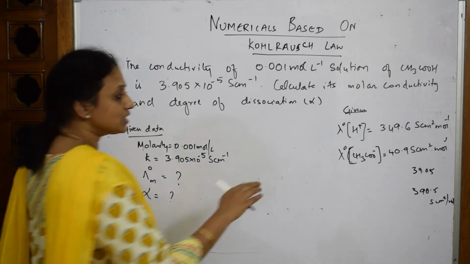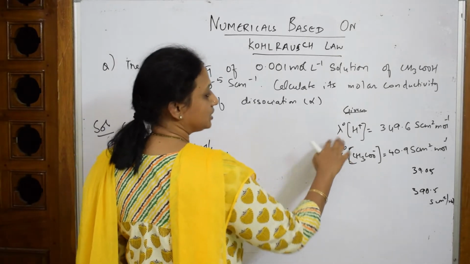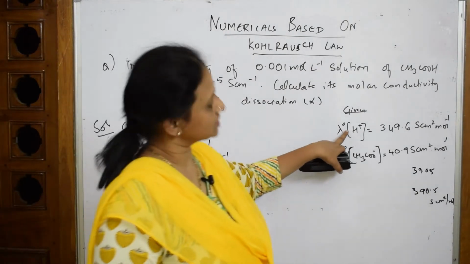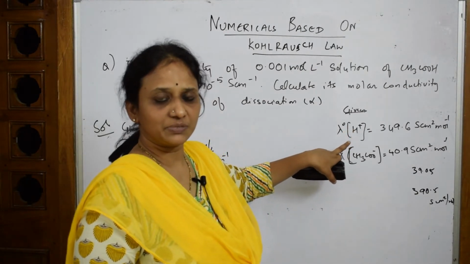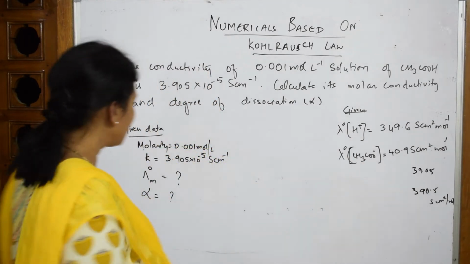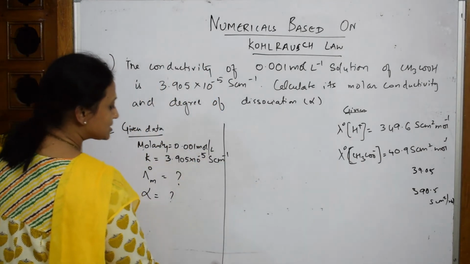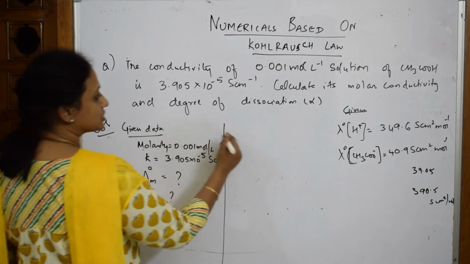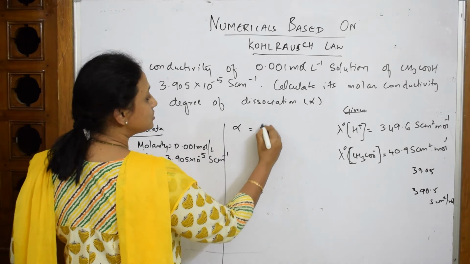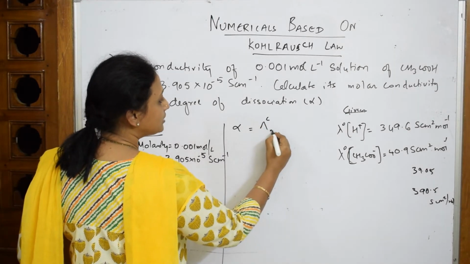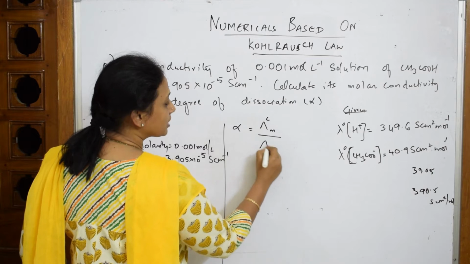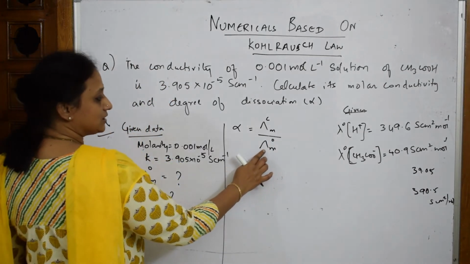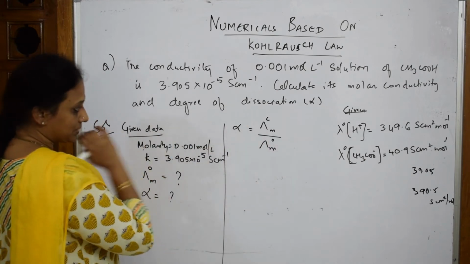Now they've also given me the molar conductivity of the individual cation and anion. This is at infinite dilution, specifically for cation and anion. Now how are these three related? Let us write the formula first. This is alpha, that is degree of dissociation. We very well know alpha is equal to the ratio of molar conductivity at a certain concentration by the molar conductivity at infinite dilution. Now I have to find this also and I have to find this also because I need to take the ratio.